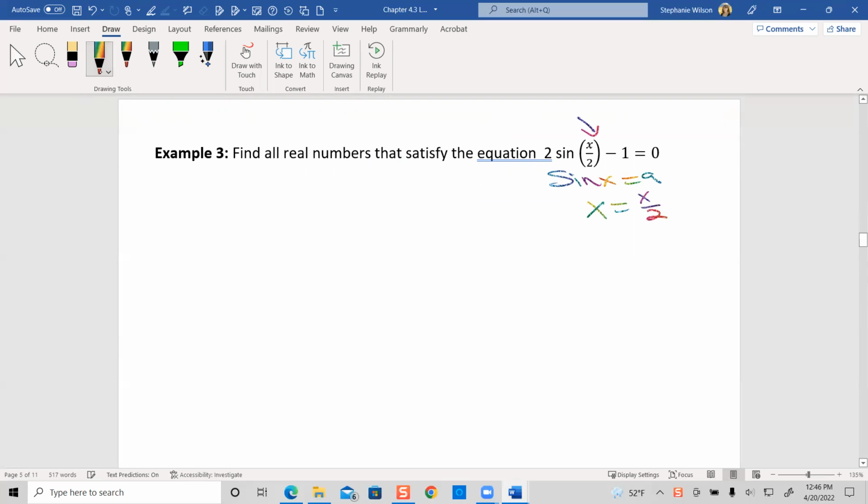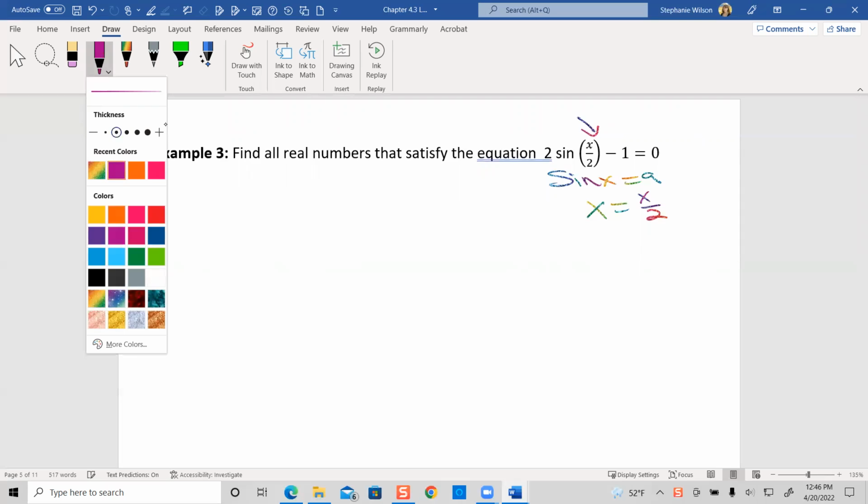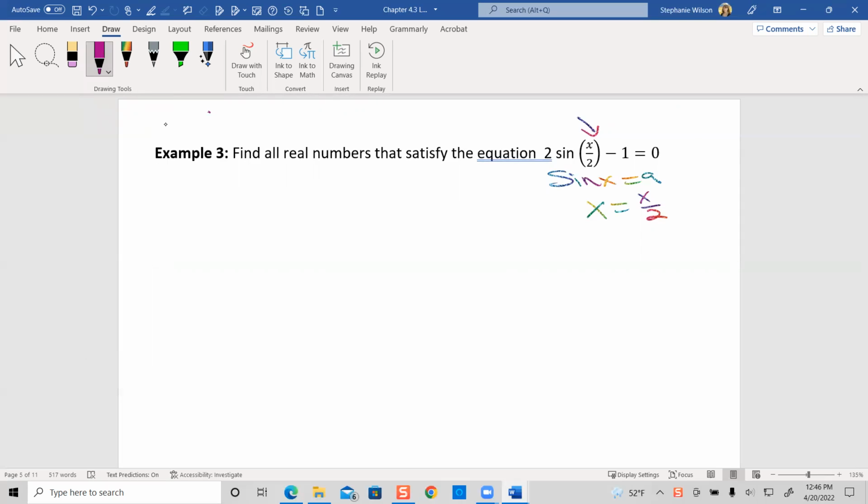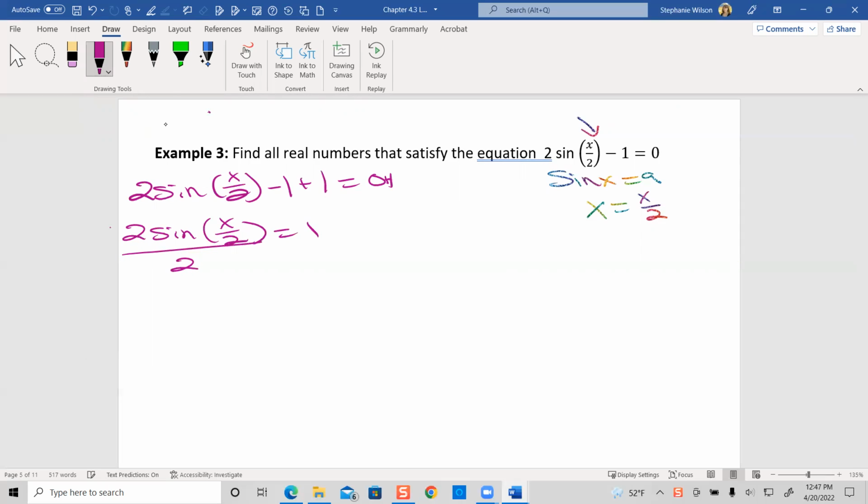Let me change this color. I like these colors, but I'm kind of getting distracted by it. All right. So what I'm going to do is get the sine out to itself. So I need to add this one to both sides. So now I got 2 sine x half is equal to 1. And I need to divide by the 2 because I need the coefficient on sine to be a positive 1, and it's a 2. So now I got sine of x half is equal to half.